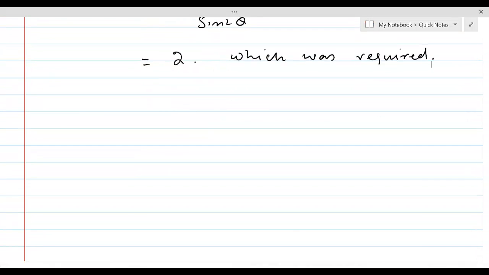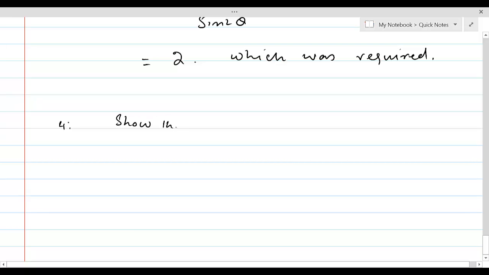And now the last, I will be leaving this up to you guys. So number 4, it's the same question, just a bit different. So show that cos 3 theta divided by cos theta plus sine 3 theta over sine theta is equal to 4 cos 2 theta.